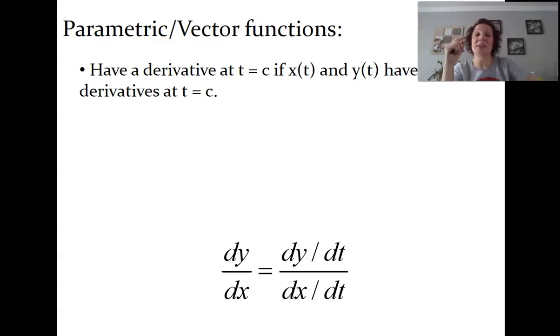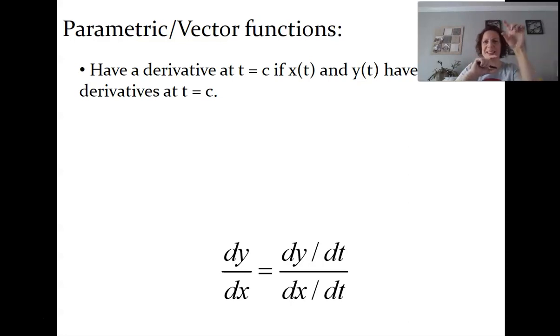The derivative is going to exist if the derivative of the x piece and the y piece both exist. So remember, in a regular function defined in Cartesian coordinates, if there's a 0 in the denominator, or if you have a corner or a cusp or something like that, we would say the derivative fails to exist.